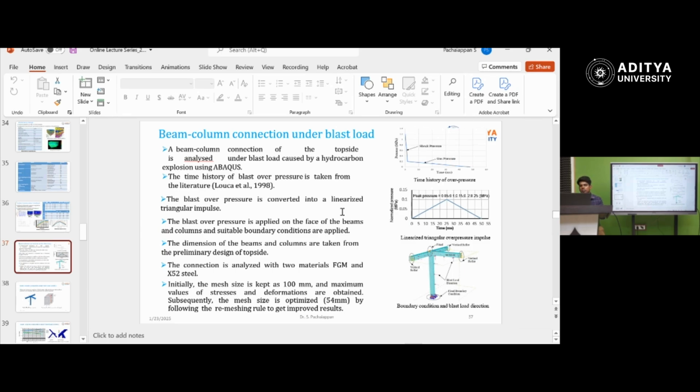Here the blast pressure is converted into a linearized triangular impulse to simplify the problem, which we can see in the graph. And then this blast overpressure is applied on the surfaces of the beams and columns. In Abaqus, we can incorporate the temperature data also. But generally, people who are willing to analyze any structure under the action of hydrocarbon fire and explosion have to go for LS-DYNA. So you know that fire is a chemical process.